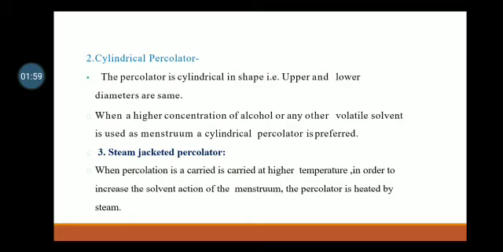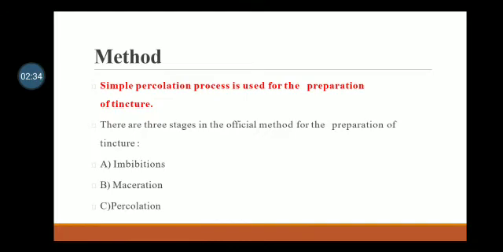Second, cylindrical percolator. The percolator is cylindrical in shape, that is, upper and lower diameters are the same. When a higher concentration of alcohol or any other volatile solvent is used as menstruum, a cylindrical percolator is preferred. Third, steam jacketed percolator. When percolation is carried out at higher temperature in order to increase the solvent action of the menstruum, the percolator is heated by a steam method.